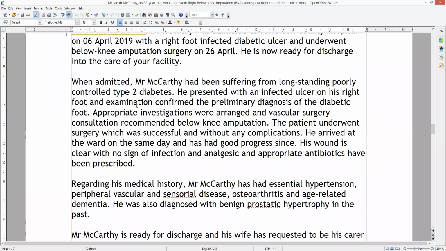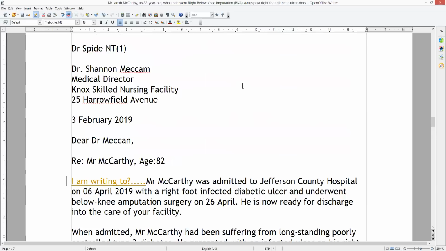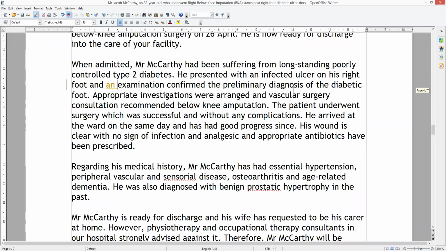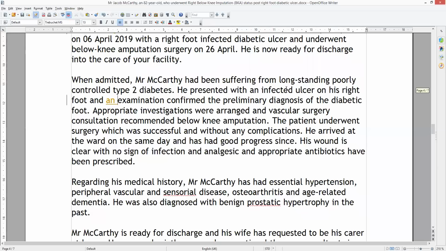and examination confirmed a diagnosis of a diabetic foot. Can you have a diabetic foot? You can have a diabetic person, but can you have a diabetic foot? Ah, foot wound, right. It's not a diabetic foot, it's a foot wound. A diabetic foot wound, not a diabetic foot, because feet can't be diabetic. The wound might be caused by diabetes, but it's not diabetic. Okay, got to be careful there.